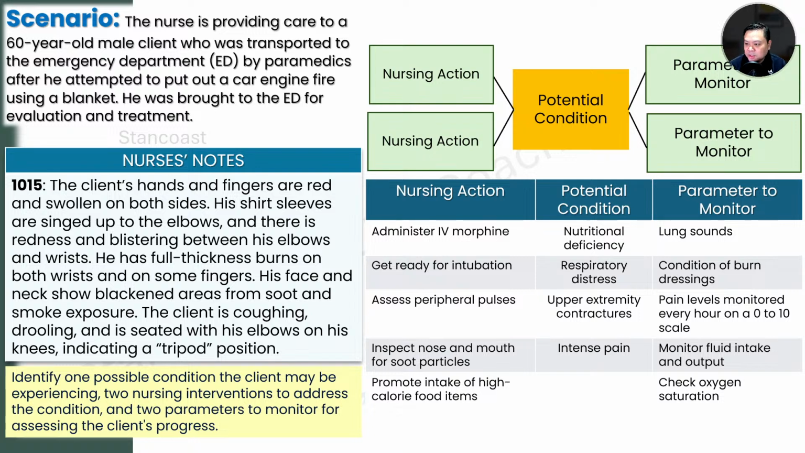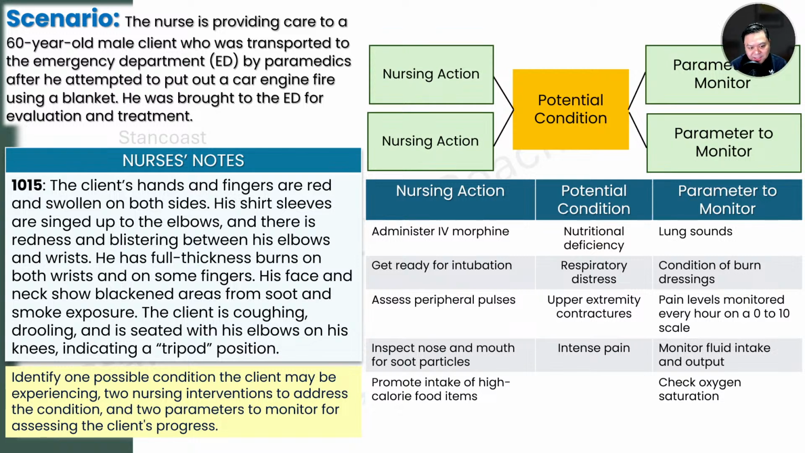Now, looking into the nurse's notes. At 10:15, the client's hands and fingers are red and swollen on both sides. His shirt sleeves are cinched up to the elbows, and there is redness and blistering between his elbows and wrists. He has full thickness burns on both wrists and on some fingers. His face and neck show blackened areas from soot and smoke exposure. The client is coughing, drooling, and is seated with his elbows on his knees, indicating a tripod position.